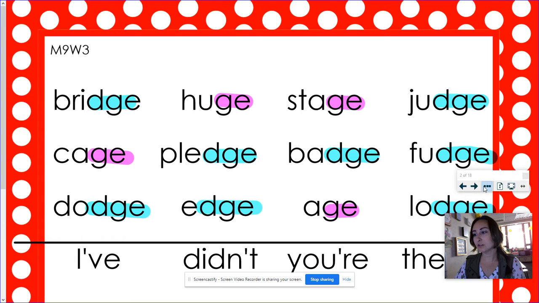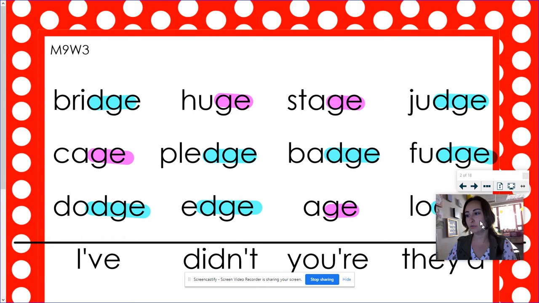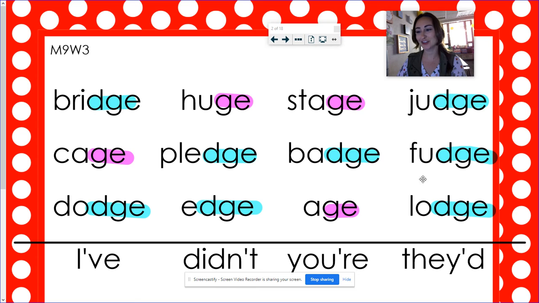Our review words are all of those contractions that we looked at last week. So the first contraction that we have this week as a review spelling word is I've. I have, I've. Didn't, did not, didn't. Your, you are, your. They'd, they had, they did, they would.